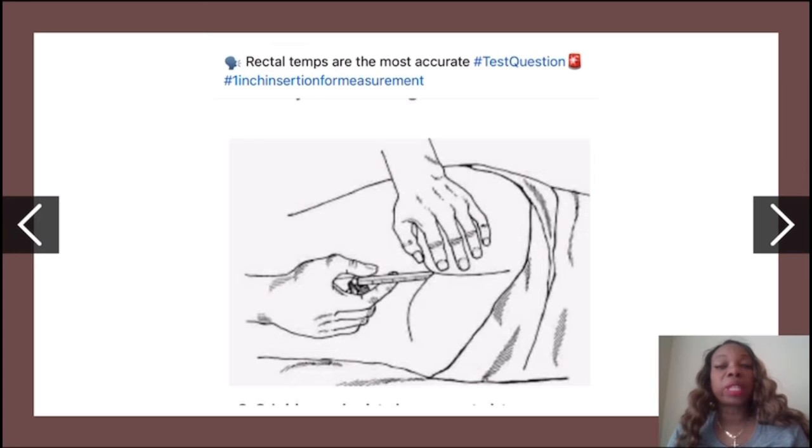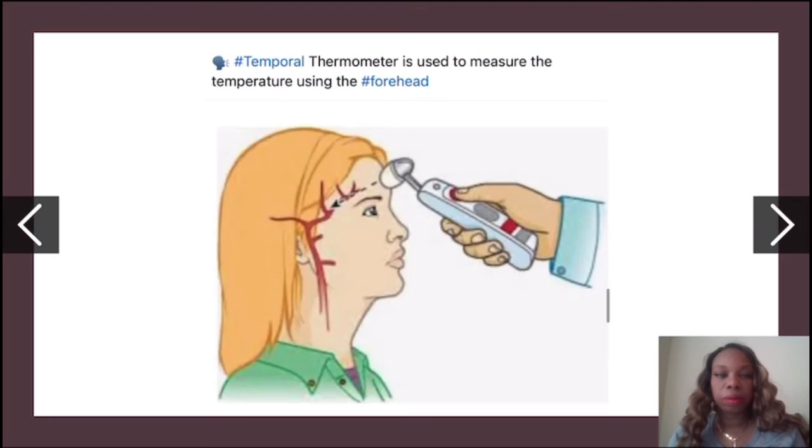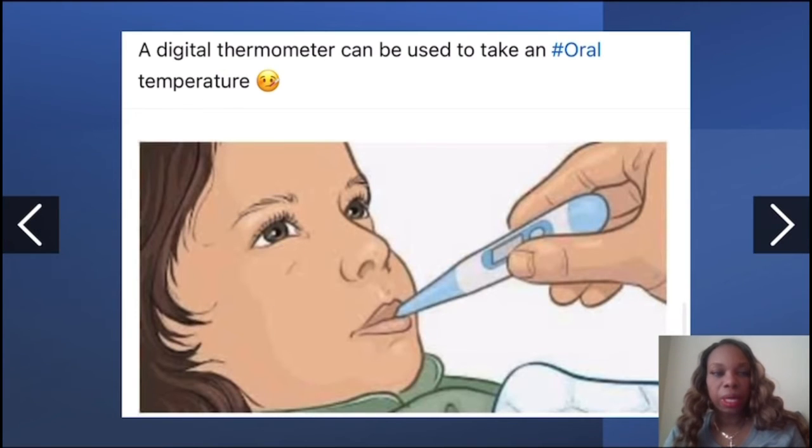Rectal temperatures are the most accurate. Remember only to insert the thermometer inside of the rectal cavity 1 inch. You want to hold it in place for at least 3 minutes. Temporal thermometer is used to measure the temperature using the forehead. Remember temporal and forehead. A digital thermometer can be used to take an oral temperature. And with the probe, the digital thermometer can be used to take a rectal temperature as well.